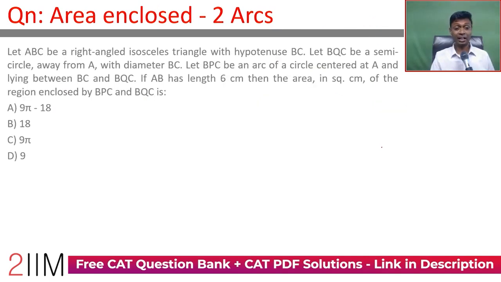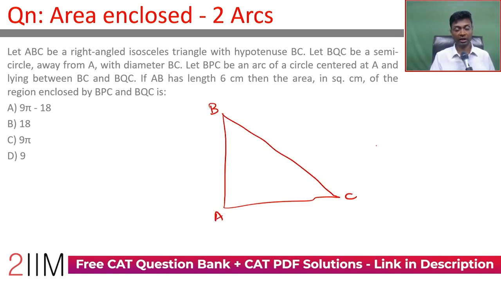Let ABC be a right angled isosceles triangle with hypotenuse BC. So I am already liking this question. I like isosceles right angled triangles. The sides are in the ratio 1:1:root 2, and the angles are 45, 45, 90. Let BQC be a semicircle away from A with diameter BC. The other semicircle would have passed through A because of the right angle. Let BPC be an arc of a circle centered at A and lying between BC and BQC.